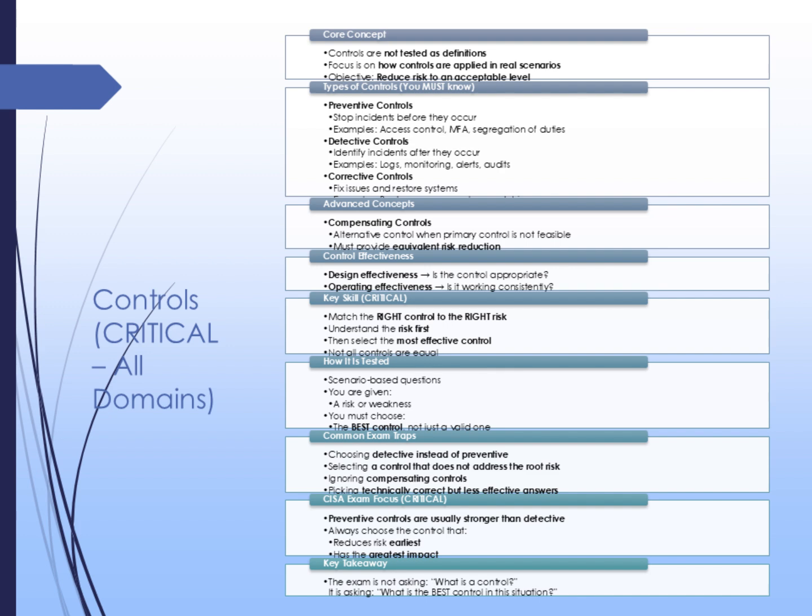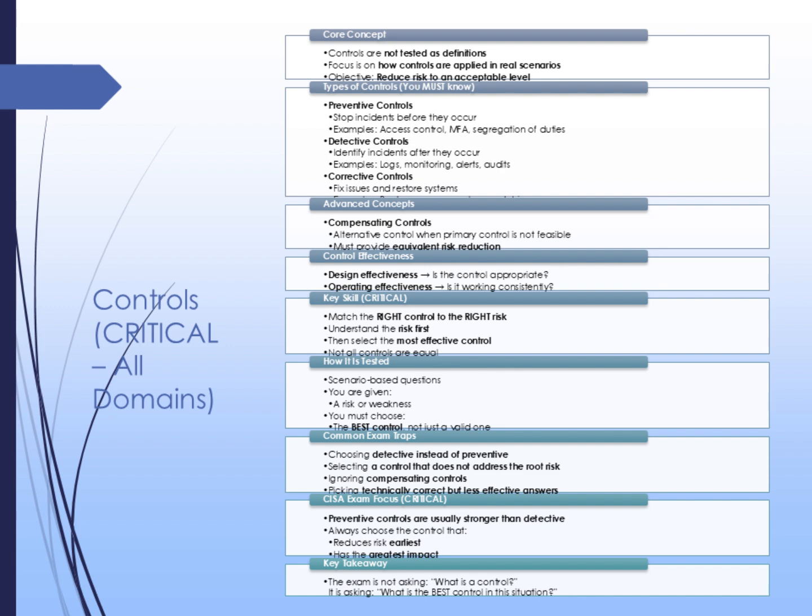One of the most critical skills in the exam is matching the right control to the right risk. This means first understanding the risk being described, and then selecting the most effective control to address that specific exposure. Many questions present a scenario with a weakness or risk and ask you to identify the best control, not simply a technically correct one.